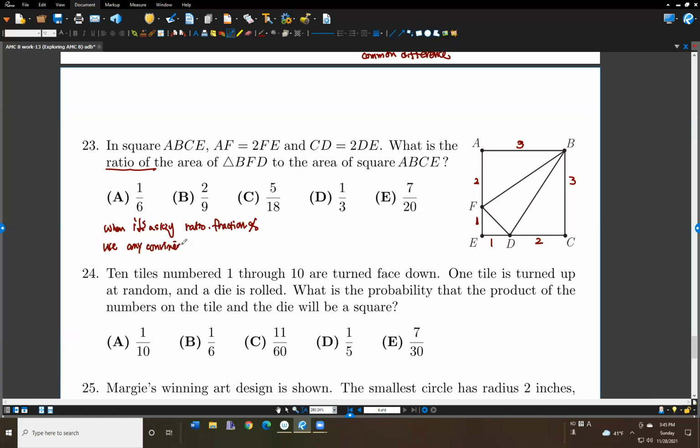And convenient number, easy number, okay? That's the usual, this one, 1, 2. Okay, the ratio of the area BFD. This is BFD. And to the what area of the largest square. The large square area is 3 times 3 is 9, we know that.